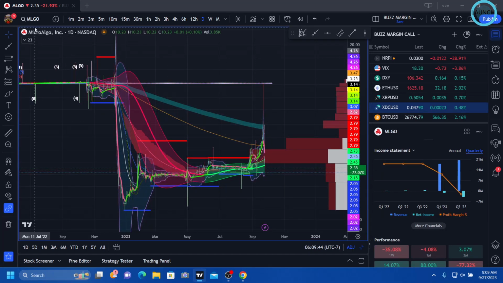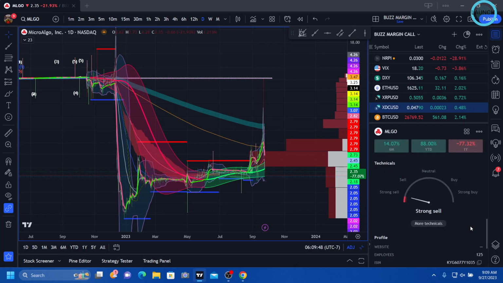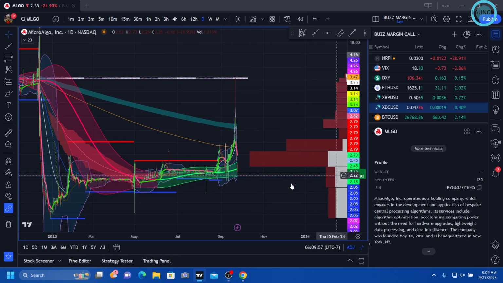This is by request. We're looking at MLGO. They are headquartered in New York, and they deal with processing algorithms. Here's their daily.